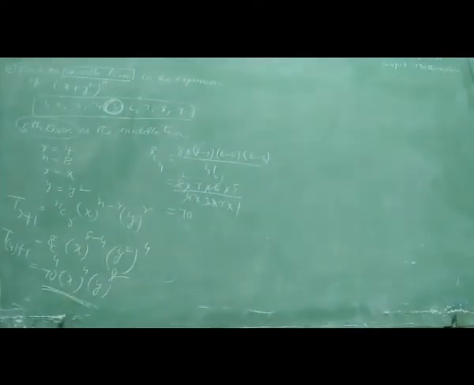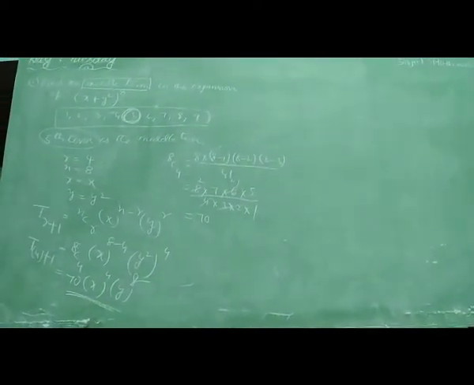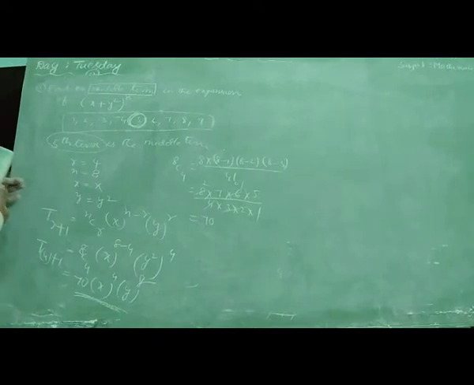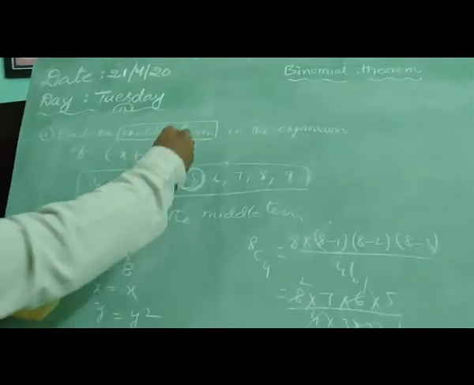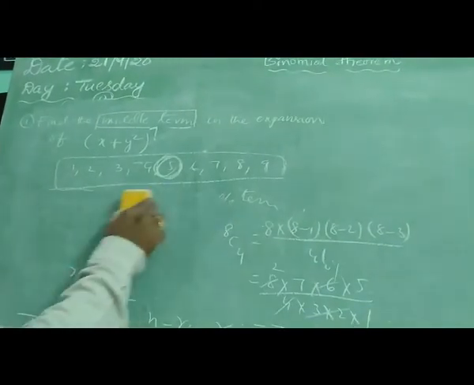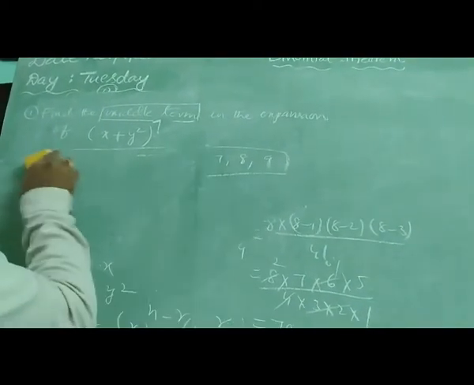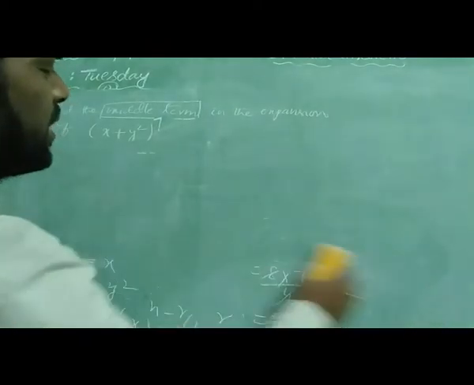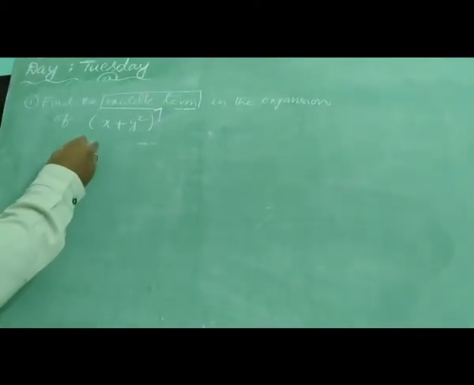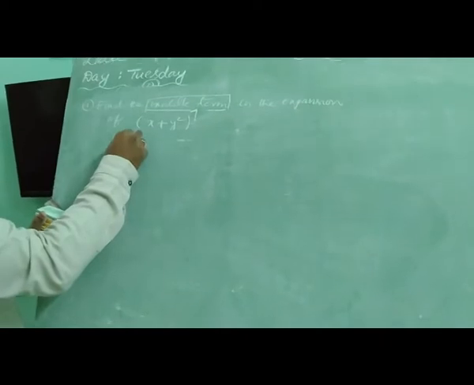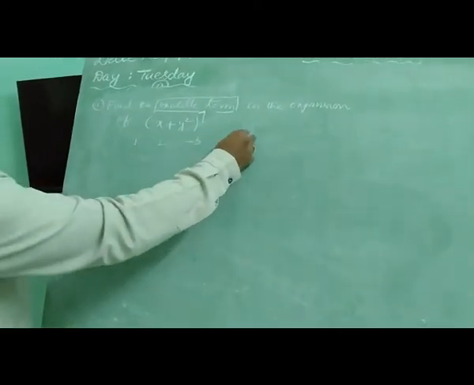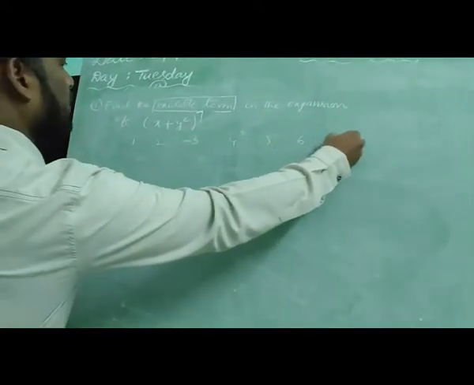And next, one more question. This time 7 is given. The exponent 7 is given. If the exponent is 7, how many terms do you get? We get totally 8 terms, because the number of terms in the expansion is 1 more than the exponent. So I am writing those terms: 1, 2, 3, 4, 5, 6, 7, 8.